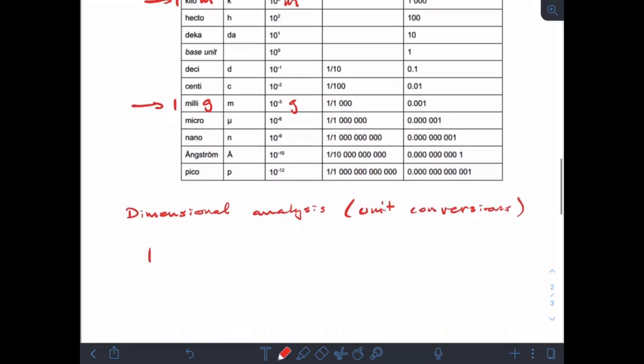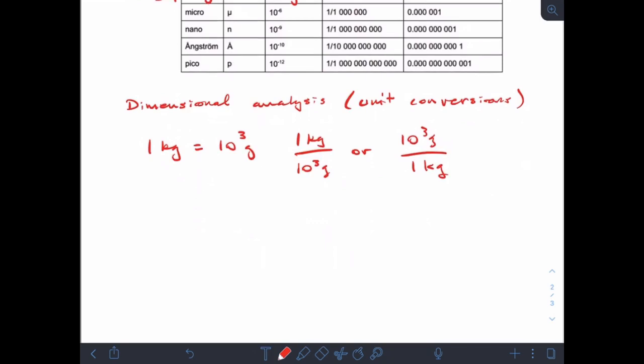With this table, we just did this example with 1 kilogram is 10 to the 3 grams. I can write that as a ratio because they're equal. So I can write that as 1 kg over 10 to the 3 grams, or 10 to the 3 grams over 1 kg. Both of those mean the same thing because it's an equality. They're equal to each other, so the ratio doesn't mess anything up. And what we're going to be doing is using this to convert between units.